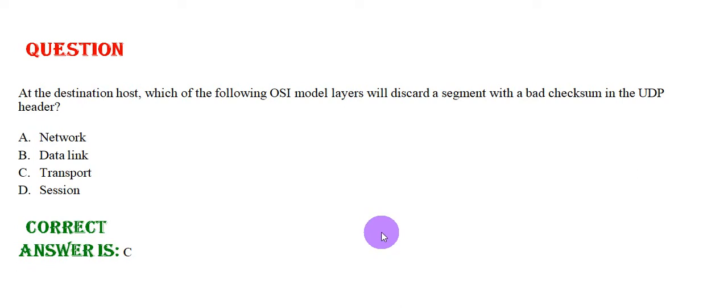At the destination host, which of the following OSI model layers will discard a segment with a bad checksum in the UDP header? Option A, network. Option B, data link. Option C, transport. Option D, session. The correct answer is option C.